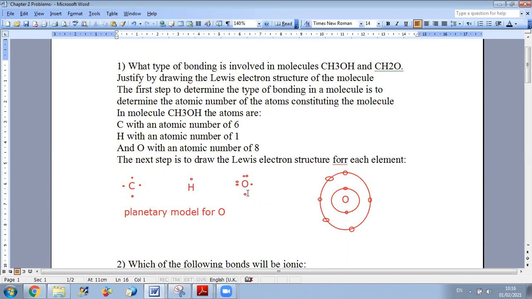Now, what is the type of bonding here? Is it ionic, or is it covalent, or is it metallic? So you know we have 3 types: ionic, covalent, and metallic.